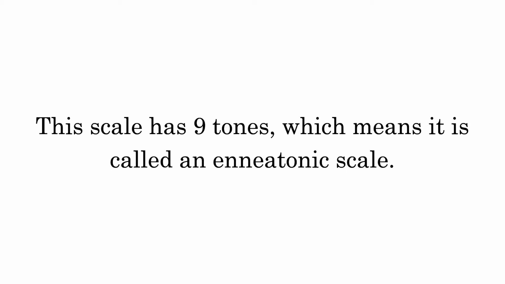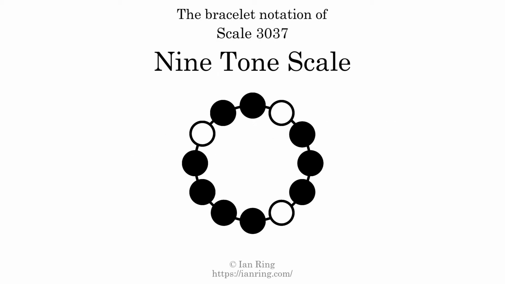This scale has 9 tones, which means it is called an enneatonic scale. This is a bracelet notation diagram of scale 3037. The shaded circles represent tones that appear in the scale, and they are read clockwise, starting at the top.